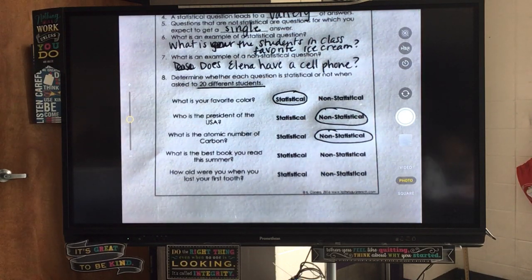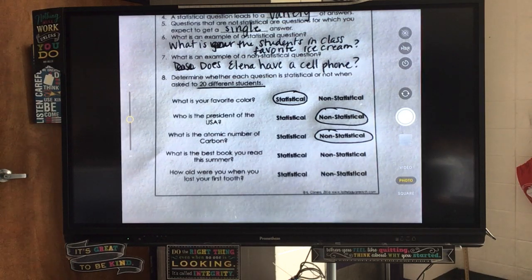All right, what is the best book you read this summer? All right, Isabella? Just because it says the best one that you read this summer, you're still asking which one is the best. So you can still get different answers, which will be a variety. Right, because the likelihood of everybody having the same favorite book is, you know what I'm trying to say. I quit.